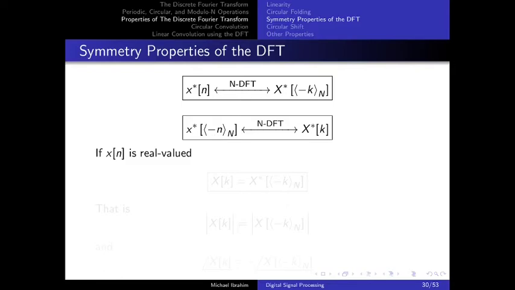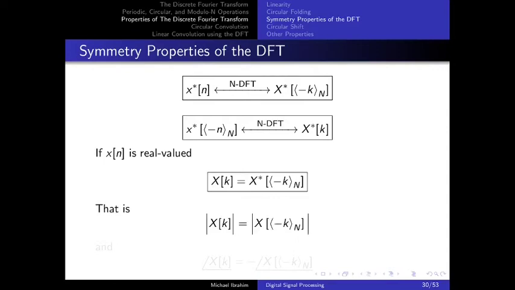If x of n is real valued, x conjugate of n is equal to x of n, which means x of k is equal to x conjugate of minus k modulo n. So for real valued sequences, x of k will be equal to x conjugate of minus k modulo n. This means that the magnitude of x of k will be equal to the magnitude of x of minus k modulo n, and the phase of x of k will be equal to minus the phase of x of minus k modulo n. We'll have even symmetry, sort of, in the amplitude and odd symmetry in the phase. It's actually called circular symmetry.